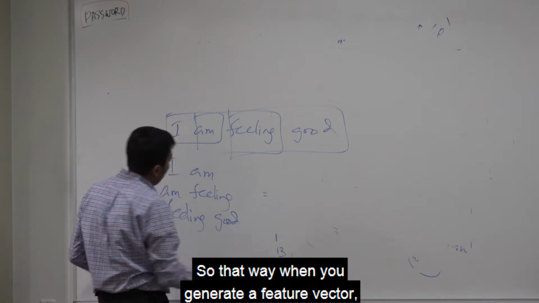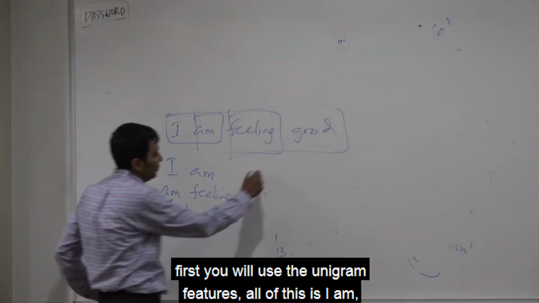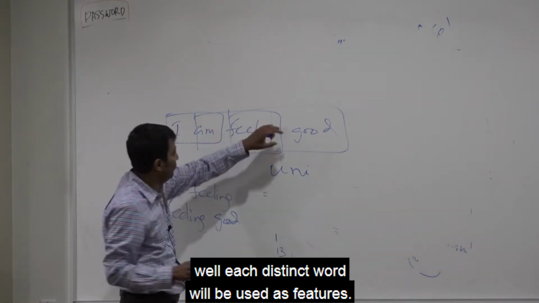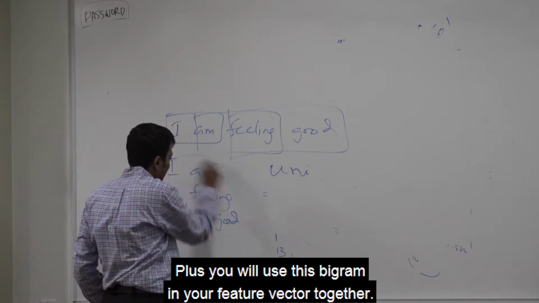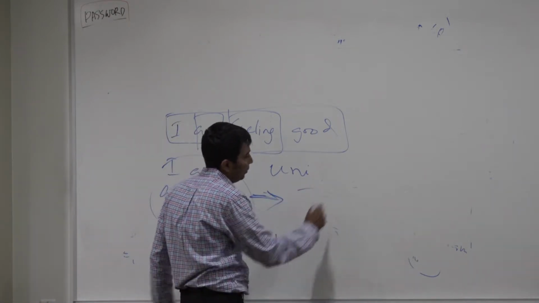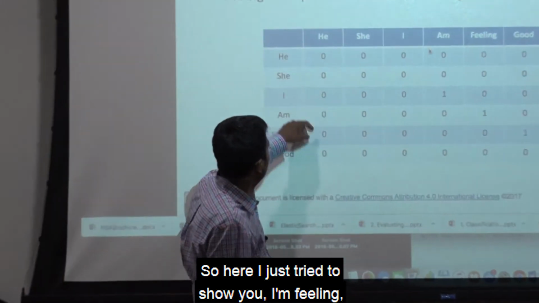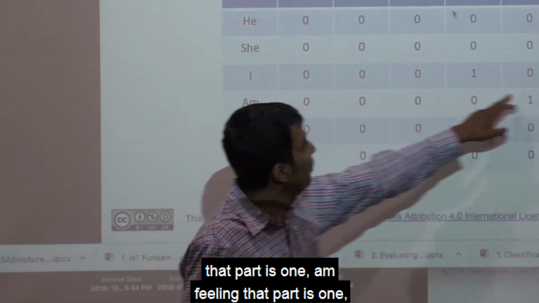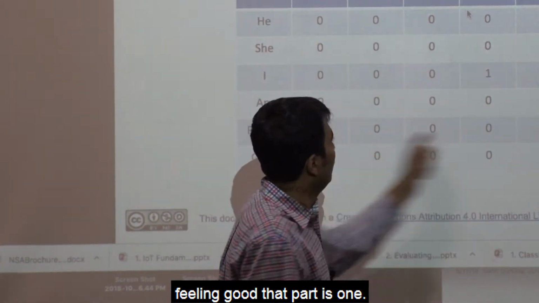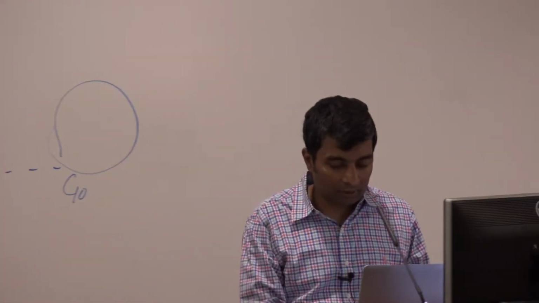So that way, when you generate a feature vector, first you will use the unigram features. Each distinct word will be used as a feature, plus you will use these bigrams in your feature vector together. Here I just try to show you: "I am", that part is 1, "am feeling", that part is 1, "feeling good", that part is 1. But ultimately this is not the representation. The ultimate representation will be something like this for us.